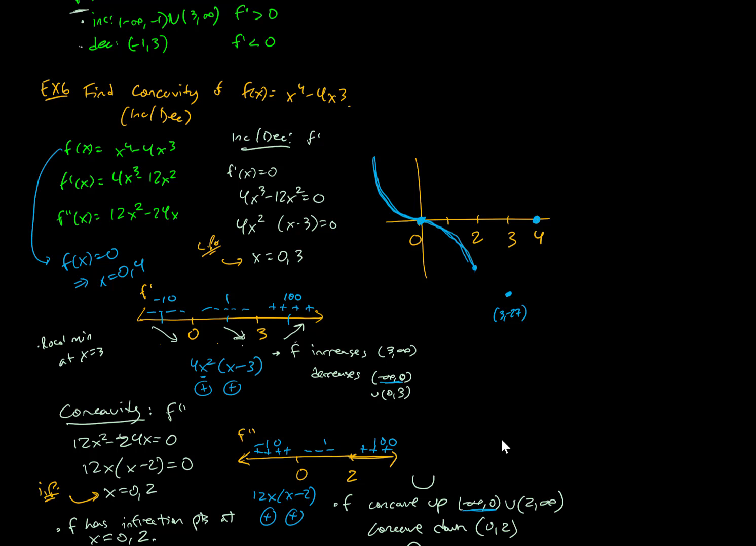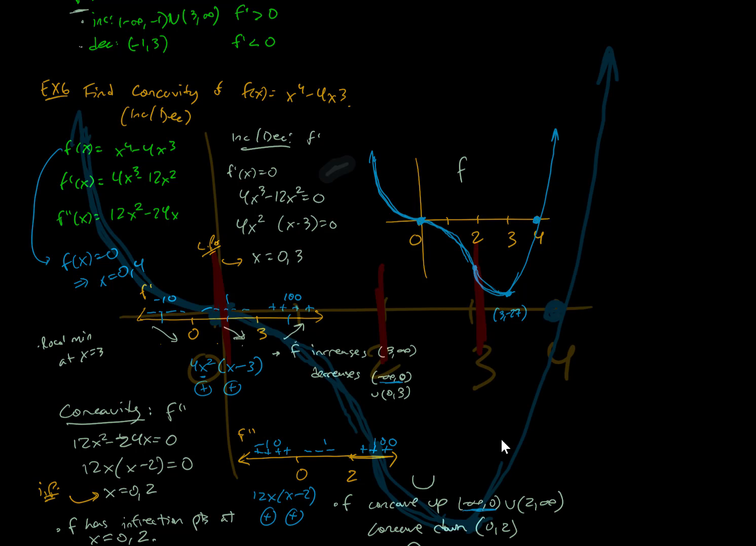But then from 2 to 3, I'm concave back up. Hit that low point. And does my concavity ever change again? It doesn't. I'm concave up from 2 to infinity, so something like this. And I have no more inflection points. So there's a pretty good sketch of f.